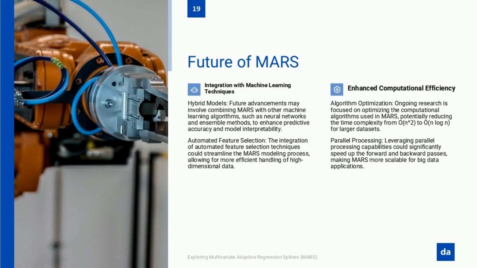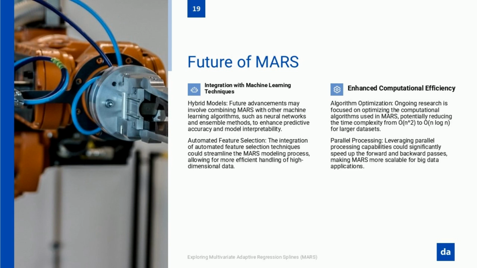One of the biggest areas of improvement is computational efficiency. MARS, in its current form, can be computationally expensive, especially in high-dimensional datasets where many potential basis functions need to be tested and pruned. Ongoing research is focused on optimizing the underlying algorithms, reducing time complexity from O(n²) to O(n log n) in larger datasets. Parallel processing techniques are also being explored, leveraging GPU acceleration and distributed computing to speed up both the forward and backward passes, making MARS more scalable for big data applications.